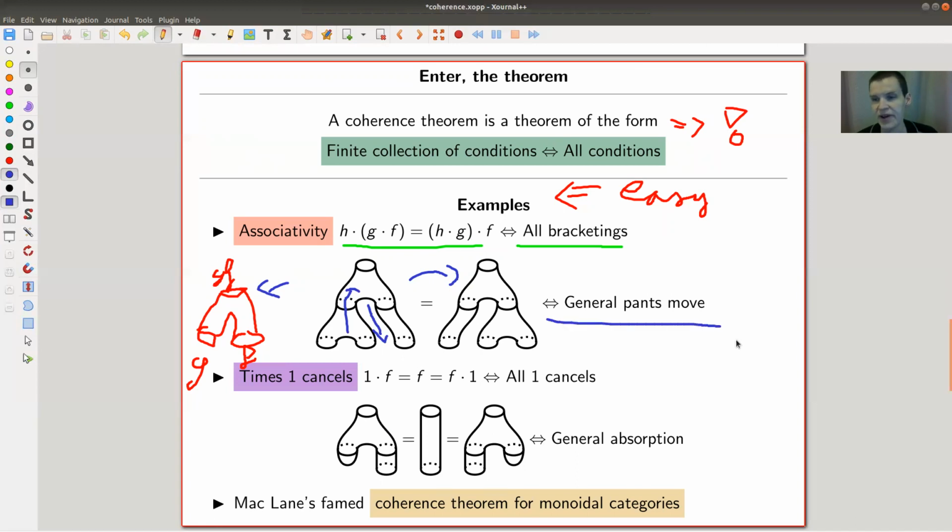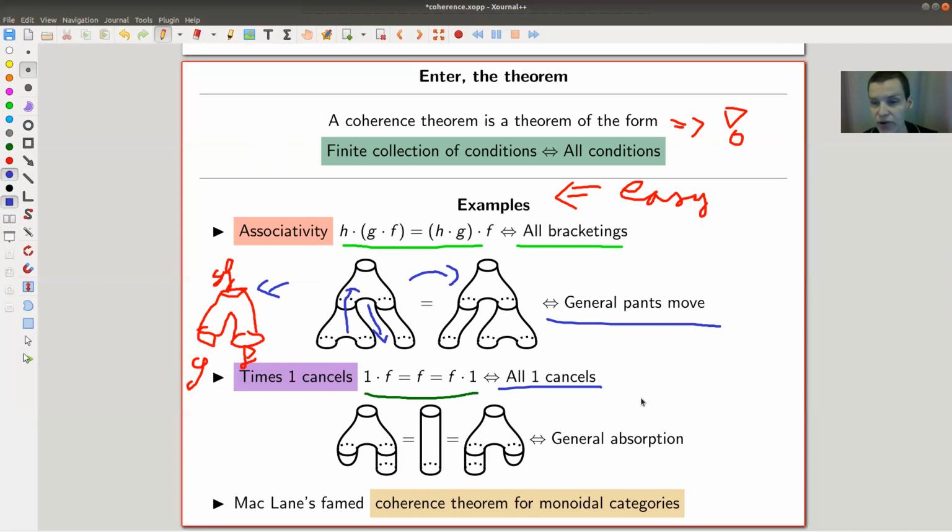Again, the statement here is that this implies the general pants move. I'm not going to write down a general pants move; I hope you can imagine what it is supposed to be. But this is just one example of a coherent theorem. Here's another one, which I had never thought about before I learned this point of view on coherent theorems. You can cancel multiplication by 1: 1 times f is f, which equals f times 1. That's a unit element, and you can get rid of it. This is the small condition, and it should imply that no matter how many ones you put wherever, they cancel out.